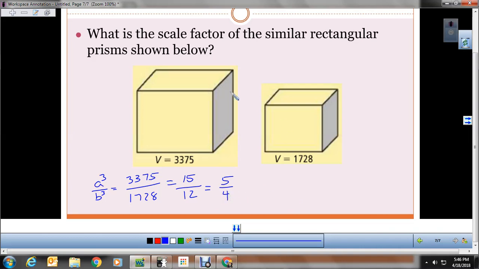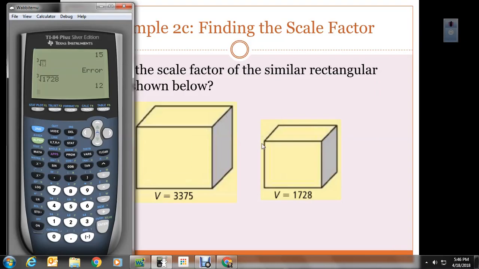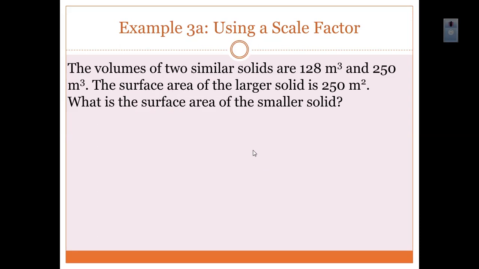So far we've taken volumes and areas, and we found our scale factor. So let's use this to help us find either an area or a volume. So in example 3a, the volumes of two similar solids are 128 cubic meters and 250 cubic meters. What is the surface area of the larger solid? The surface area of the larger solid is 250 square meters. What is the surface area of the smaller solid?